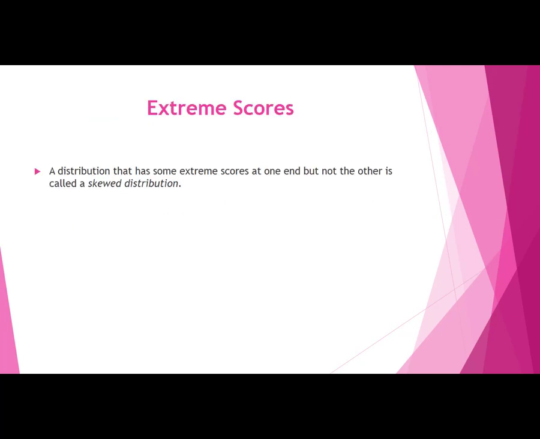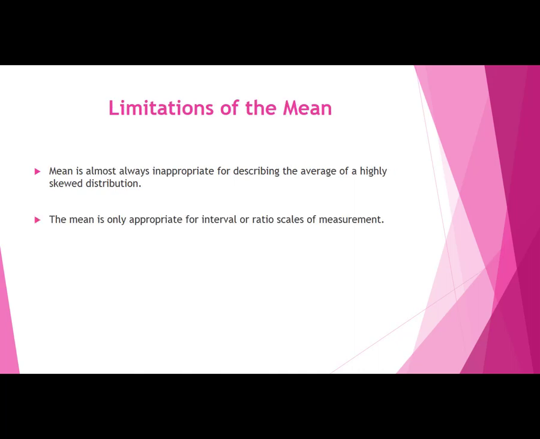So a distribution that has some extreme scores at one end, but not the other end, is called a skewed distribution. Limitations of the mean. Mean is almost always inappropriate for describing the average of a highly skewed distribution. So like our example, when you added the 150 and the 200, mean is not really the best way to describe that, to pull the average, because those are really what you call outliers.